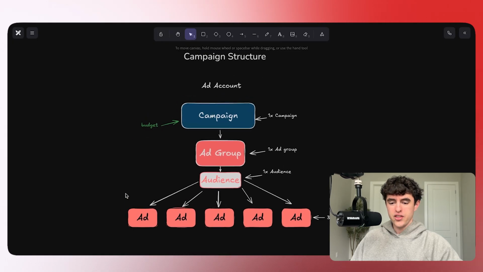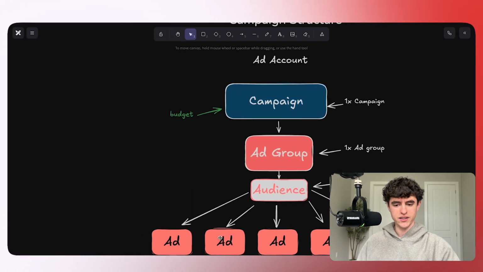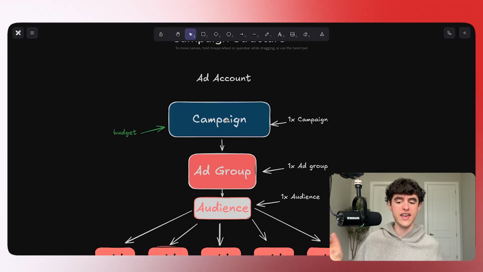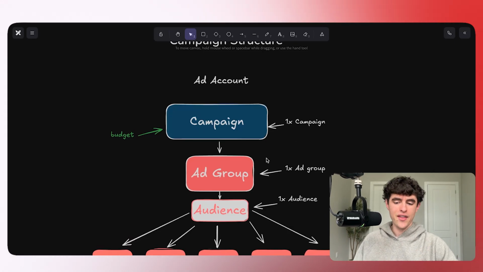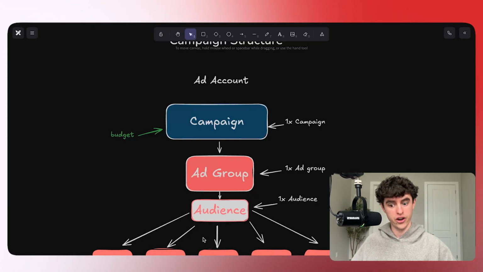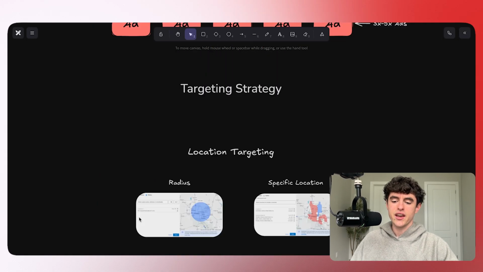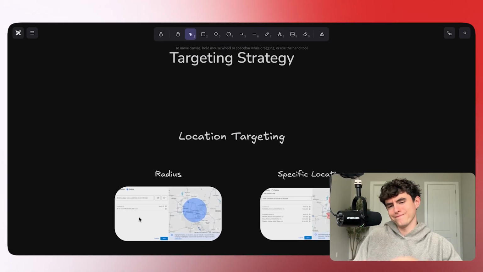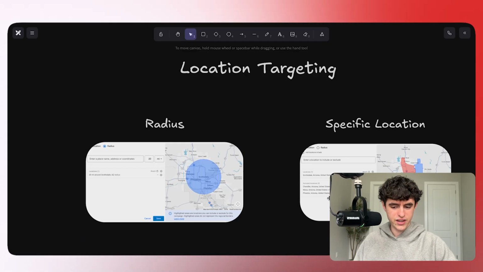Now, the campaign structure itself, when talking about the ads, goes something along the lines of this. So in the ad account, you'll have one campaign, which is going to hold your budget and the location targeting. And then within the campaign, you're going to have one ad group, which holds your audience or the type of demographic you're going to be targeting, whether it's different types of audiences, which we'll break down in a minute. And then those will hold up to 3 to 5 different ads. Now, the targeting strategy, there are a couple. I recommend the one here on the right, but we'll break that down in a second.